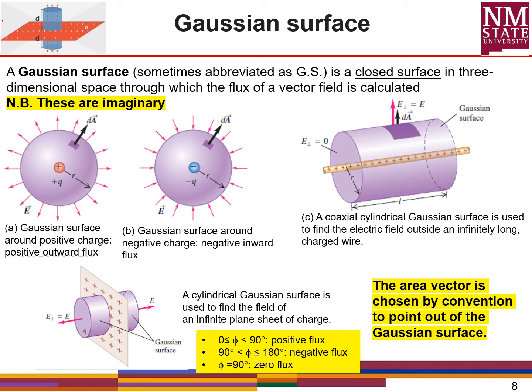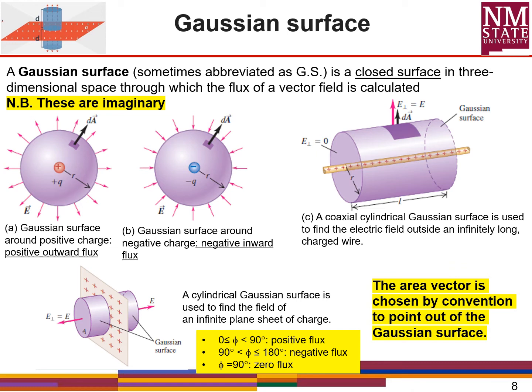The other important thing I want to tell you is this. Here it says positive outward flux and here it says negative outward flux. If you remember, we talked about positive flux, negative flux and zero flux. We categorize flux into three classes according to the angle between the electric field and the area vector. So here, what happened?